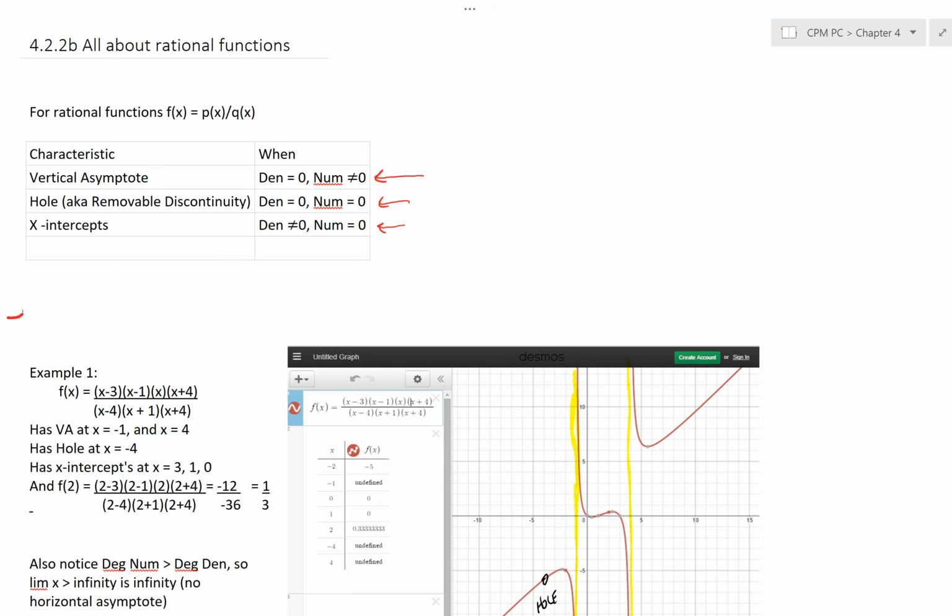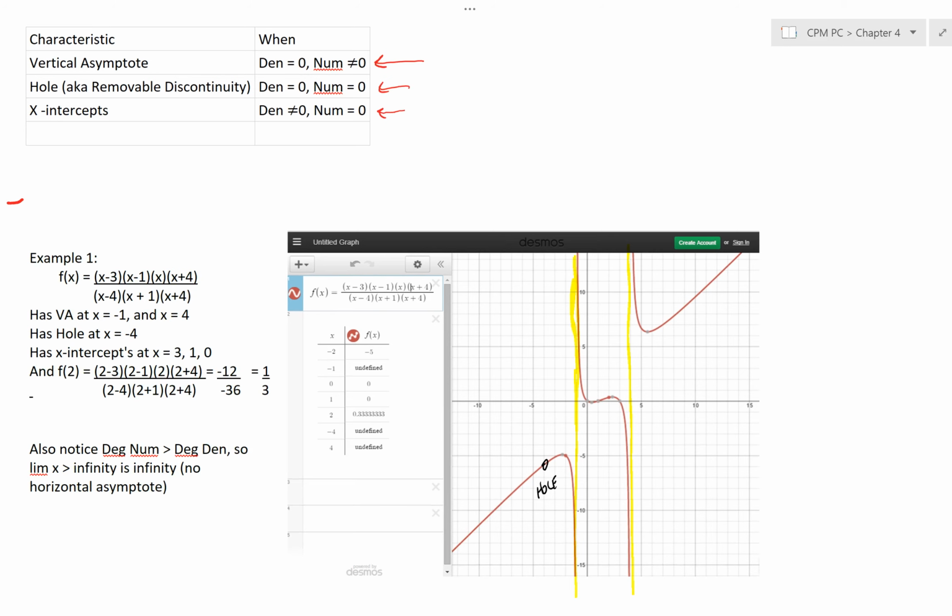Okay, so in this first example, we have a function that's a rational function. It's got a numerator and denominator, and it's already factored. And so usually the first thing that's easiest is to look for the common factors in the top and the bottom. So x plus 4 is a common factor in the top and the bottom. What makes that factor 0? x equals -4. And so that's why we have a hole listed at x equals -4.